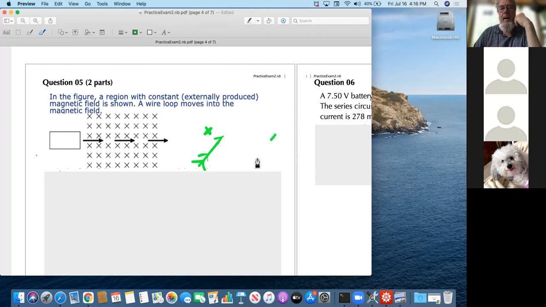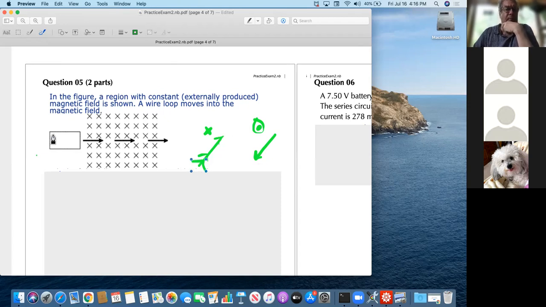An arrow pointing out towards you will be drawn as a dot, or possibly a dot surrounded by a circle. That indicates a vector pointing toward you. You're looking at the point of the arrow. Here you're looking at the feathers of the arrow.